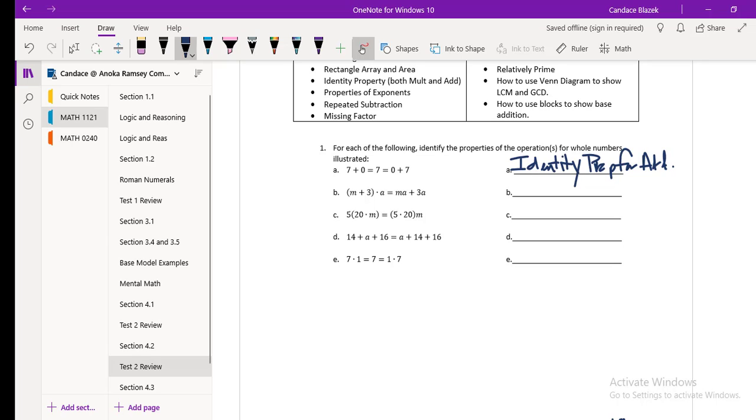B, the quantity m plus 3, times A, is equal to m times A plus 3 times A. Even though we usually see the A on the other side of the m plus 3, this is the distributive property. And if you really wanted to get technical, it'd be the distributive property of multiplication over addition. But distributive property is just great.